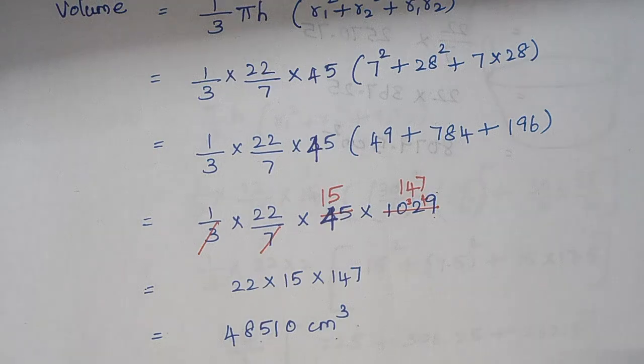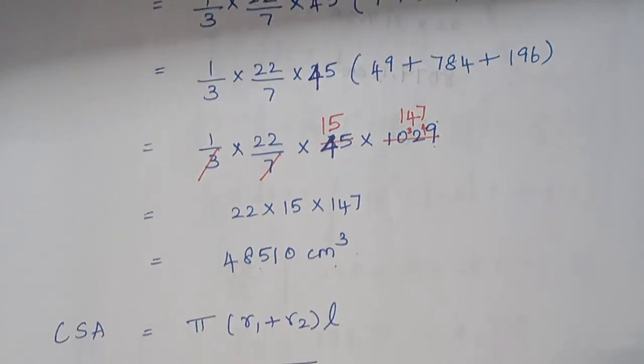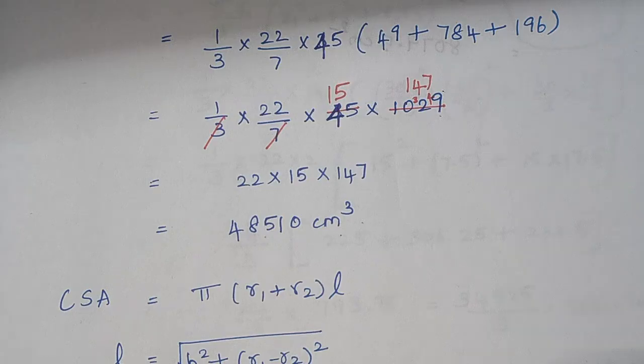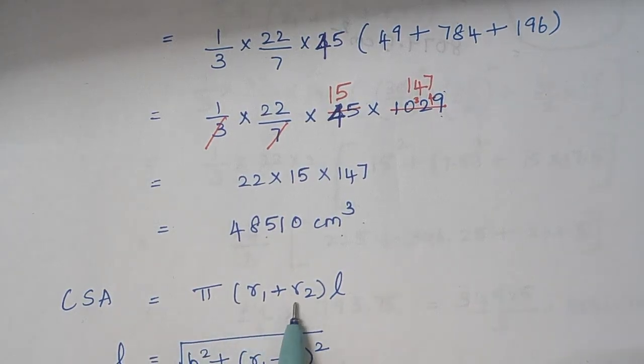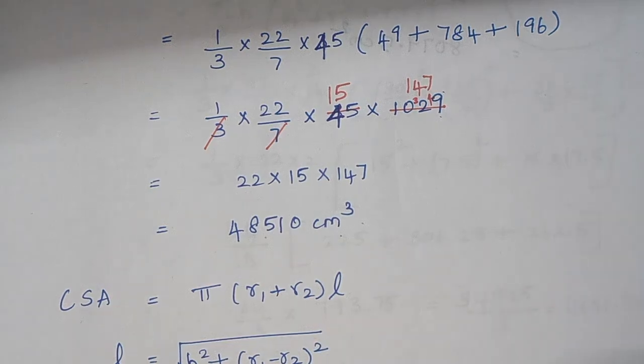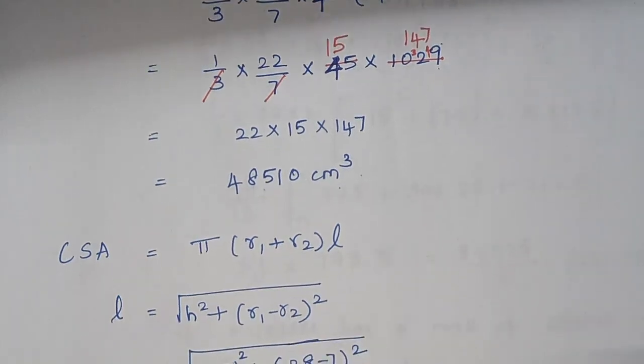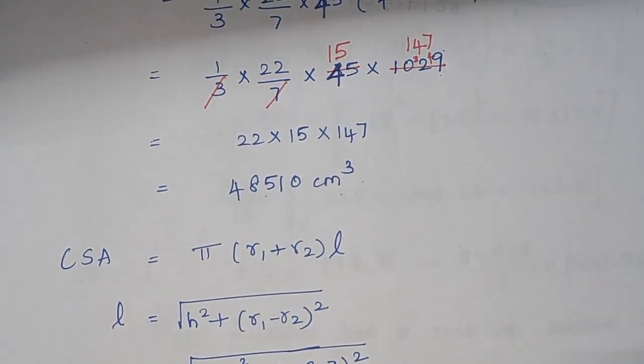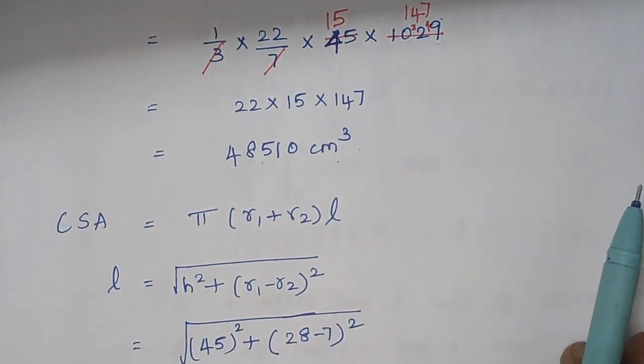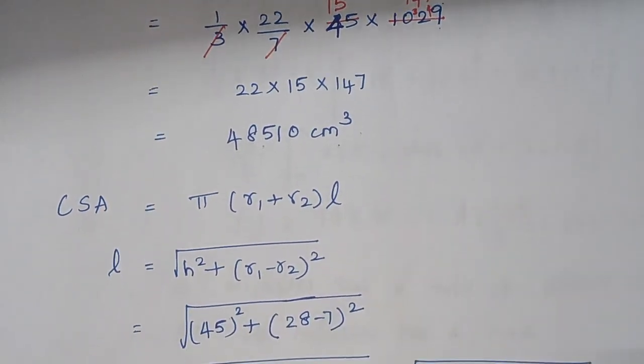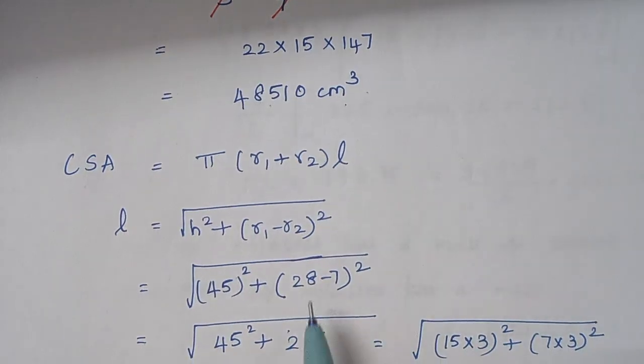And the next thing is finding the curved surface area. So curved surface area is given by the formula pi into (R1 plus R2) into L. Here we need to find L. R1 and R2 are given in the problem. So L is the square root of h square plus (R1 minus R2) the whole square. So just again substitute the values. You see here 45 square plus 28 minus 7, that is 21 square.